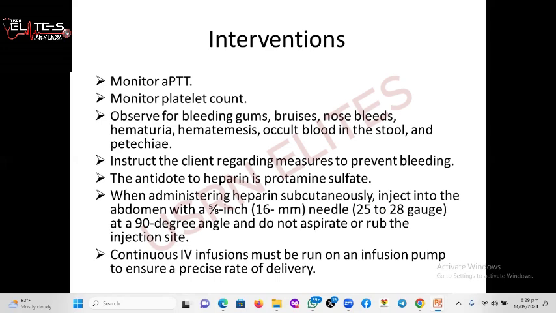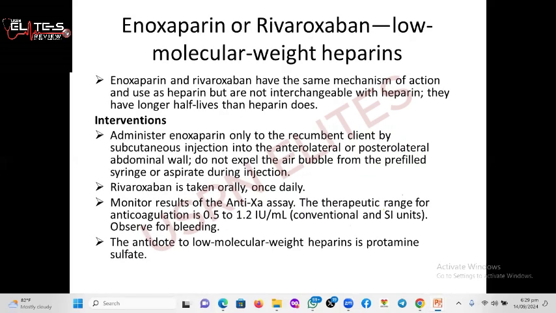And then we also have the IV form, where you can give it with IV infusion and all those things. Infusion pumps are also used. And then you can also use it for pregnant women. It's something I want to make mention of. So you know that heparin can be used in pregnancy.